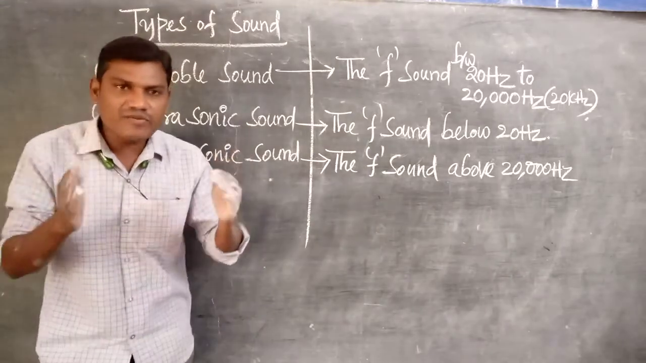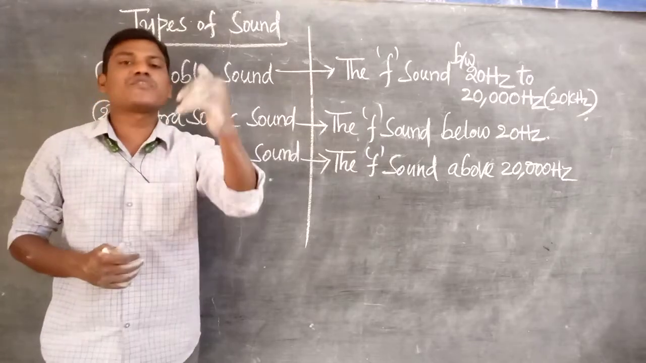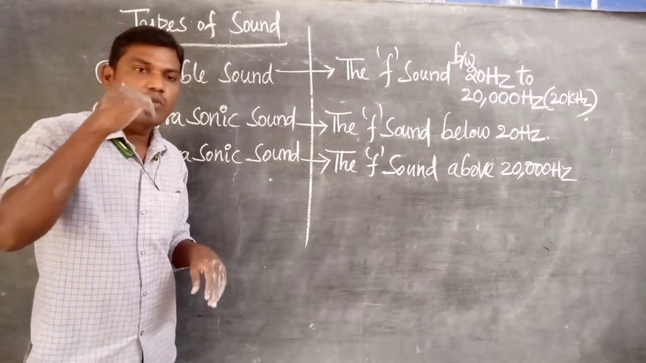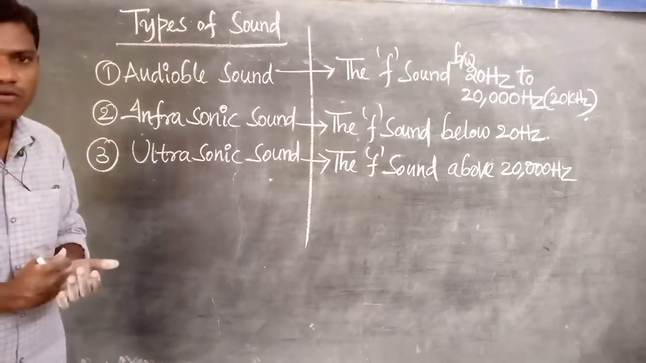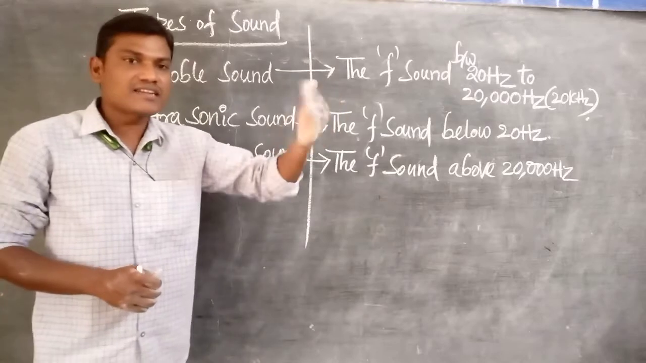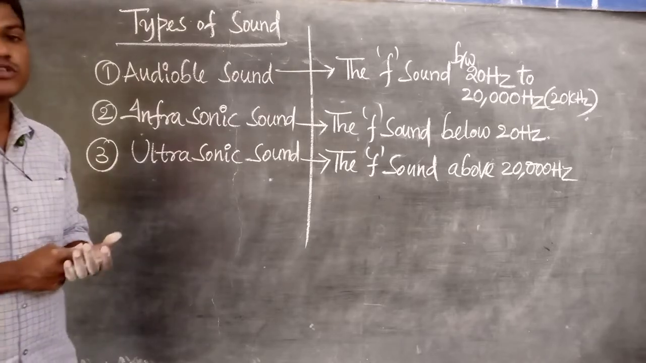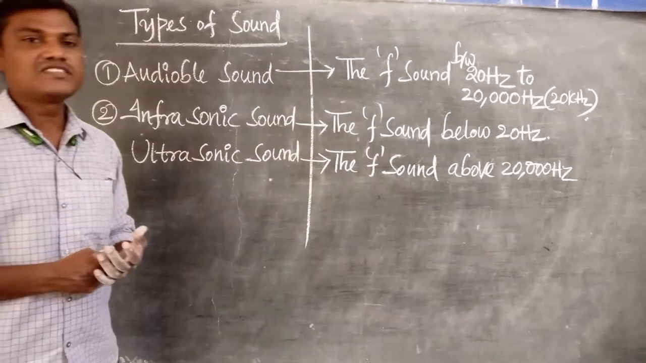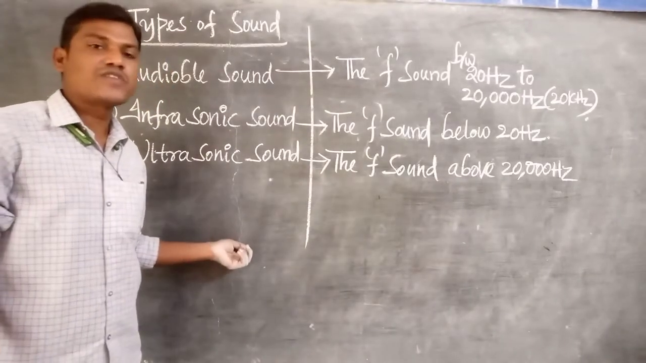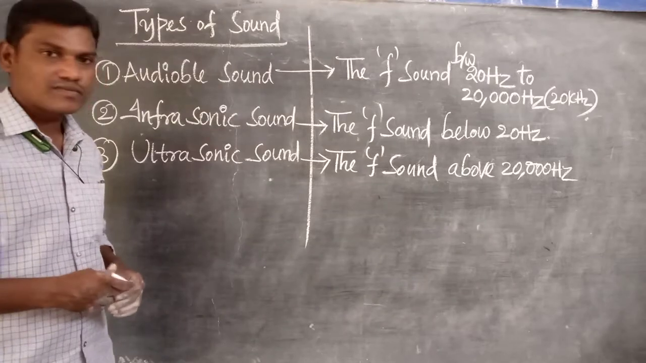Ultrasonic sound: the frequency of the sound is above 20,000 Hz, or 20 kilohertz. Bats produce and receive ultrasonic sound, and with the help of ultrasonic sound only they can find their prey and travel from one place to another. Dolphins also produce and receive ultrasonic sounds. Bats produce nearly 50,000 Hz sound when they communicate with their own species.